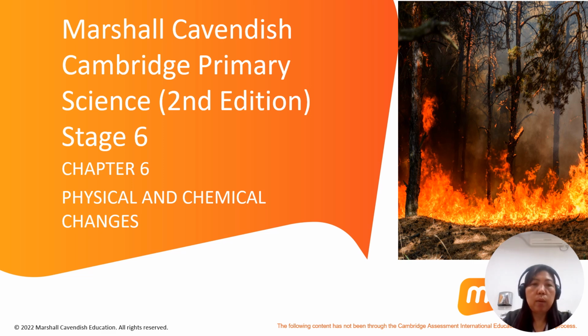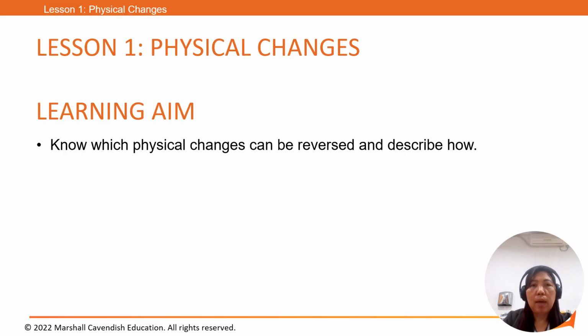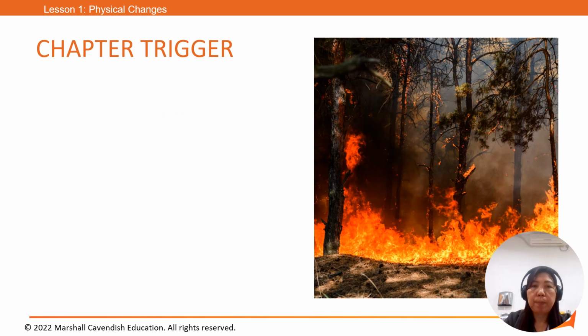Hi again, everyone. Welcome to Primary 6 Science, Chapter 6, with the topic of physical and chemical changes. Let's start. In this lesson 1, we are going to focus on physical changes. This learning aims to know which physical changes can be reversed and to describe how these physical changes occur.